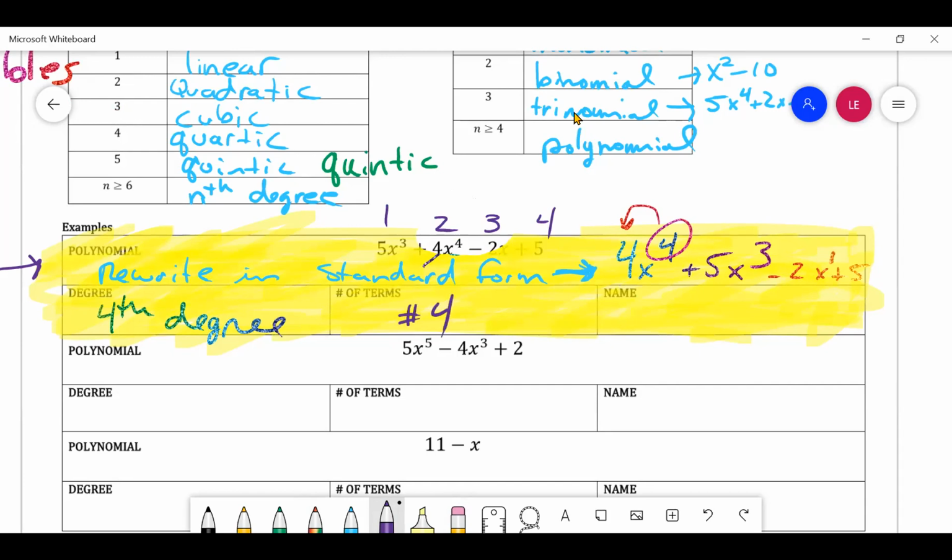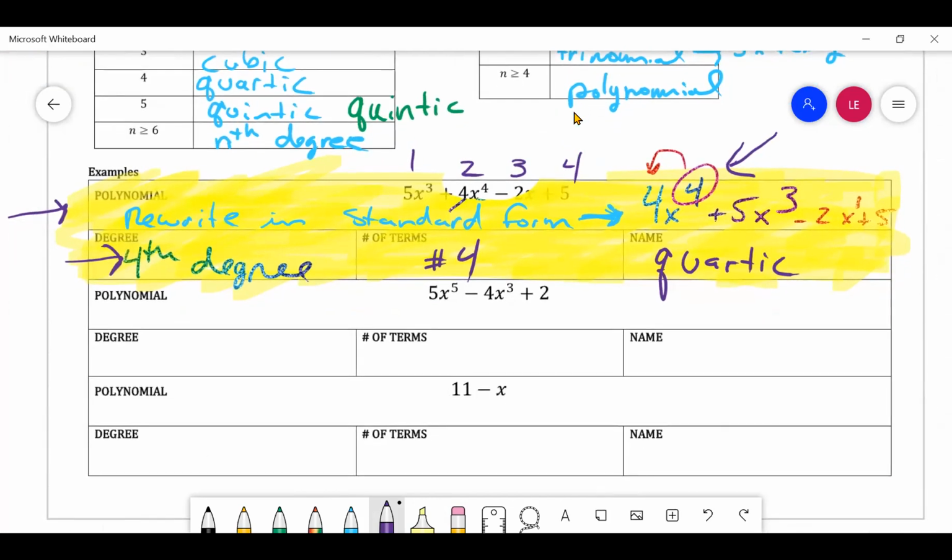The way you name it is by the degree, the highest degree. So you look over here, you see this 4th degree. So you go back to that list. So the name is going to be quartic. It's going to be a quartic. Okay, that's how you would name it.